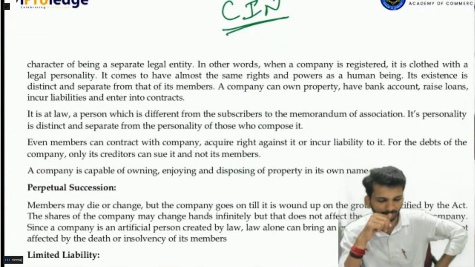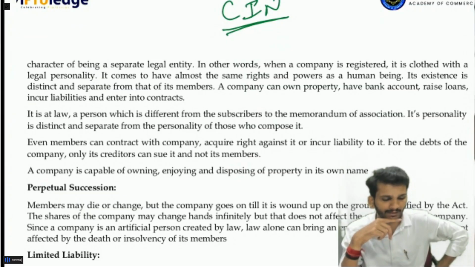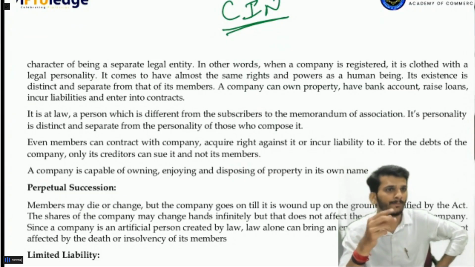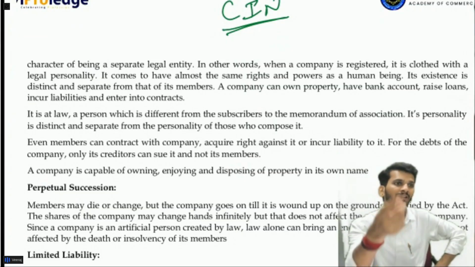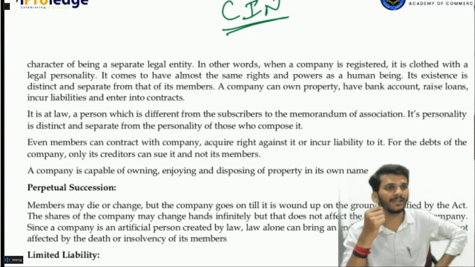For the debts of the company, only its creditors can sue it and not its members. That means whenever the company has purchased some goods on a credit basis, the persons who have given the goods on credit are called creditors. For that money, only those creditors can sue the company, not the shareholders of the company. That is what they're trying to tell. Creditors means the persons who give loans, and also those giving goods and services on credit. Only the loan providers can sue the company, but not the shareholders.